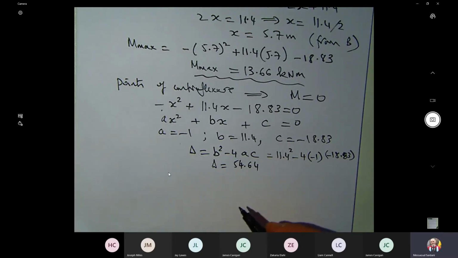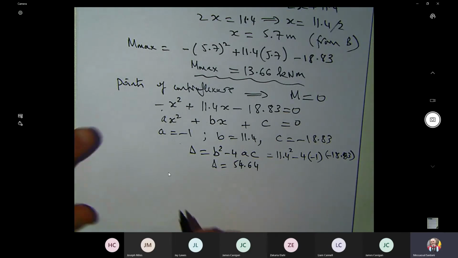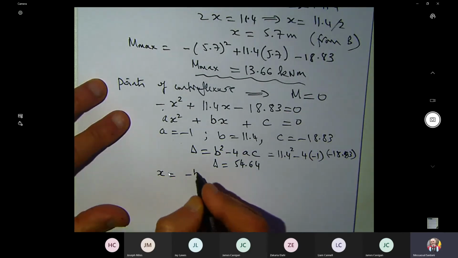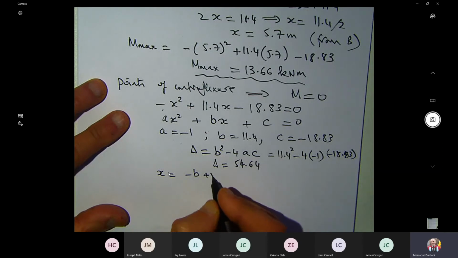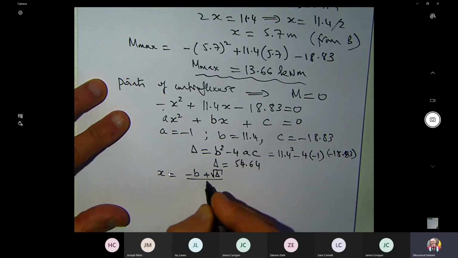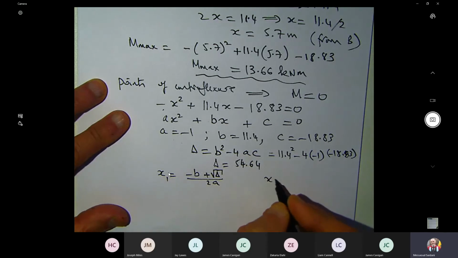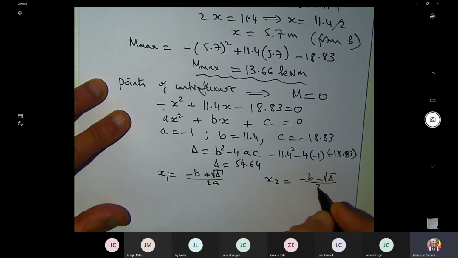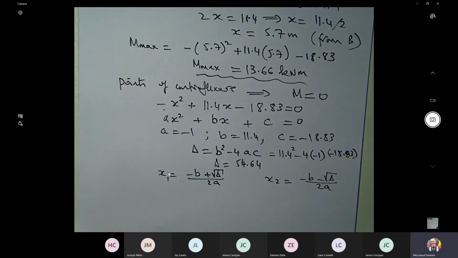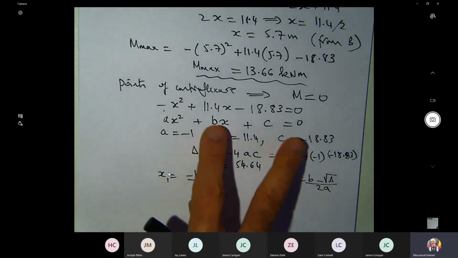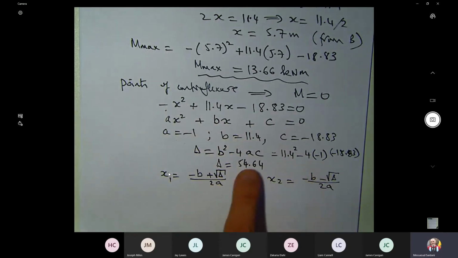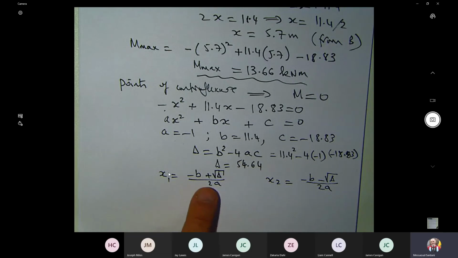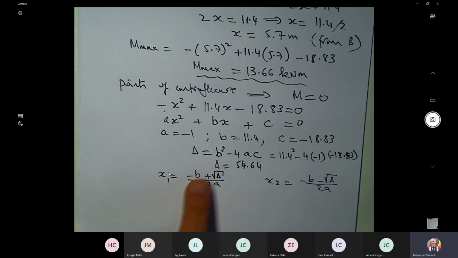And then you have two solutions. The first solution is x equals minus b plus square root of delta over 2a. And the other solution will be minus b minus square root of delta over 2a. These are the solutions for a quadratic equation. When delta is positive, you've got two possible solutions, one with the plus square root of delta, and the other with the minus square root of delta.